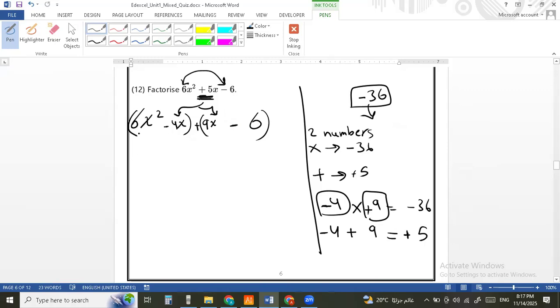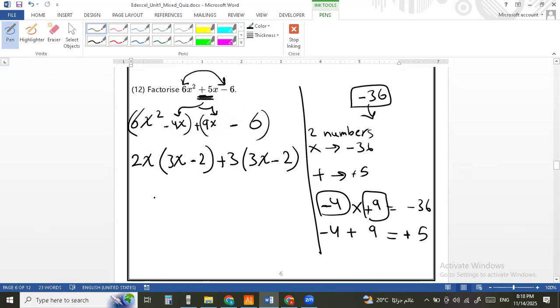Can I factorize this? Yes. You're going to find that the highest common factor is 2x. Open the brackets. You're going to find that this is going to be 3x, and this is going to be negative 2. Can I factorize this one? Yes. You're going to find that it is 3. This is going to be 3x. This is going to be negative 2.